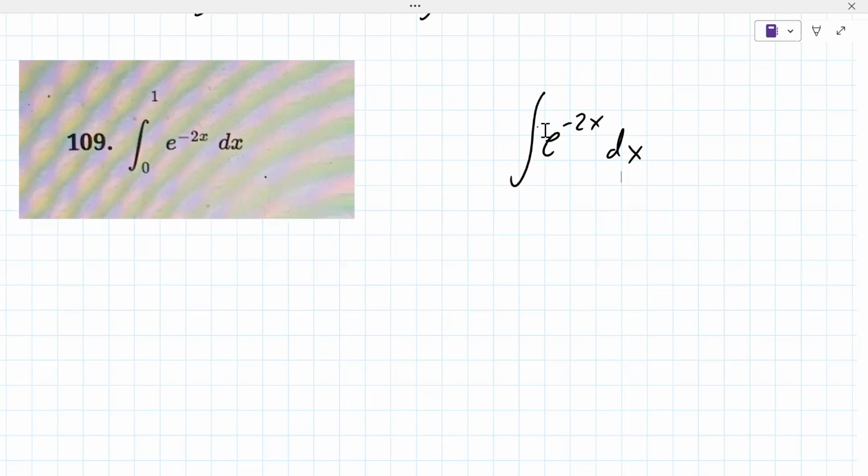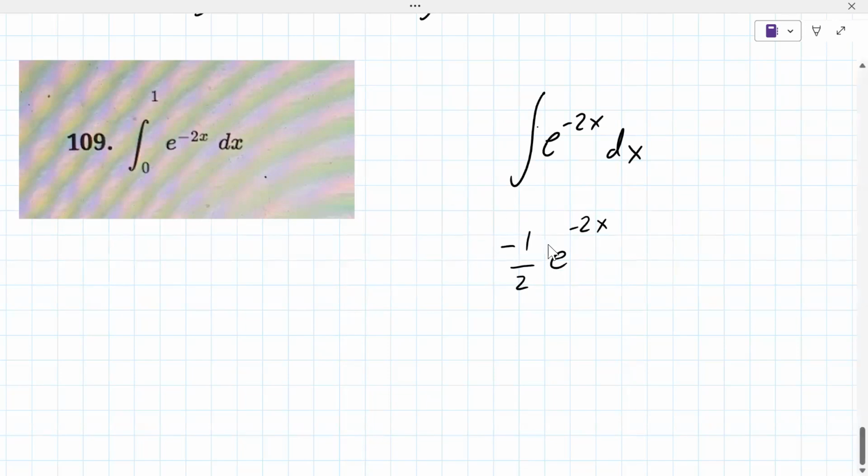Negative e to the u over 2 du. All right, give me the final antiderivative, like when you're all done. Negative half e squared plus half.